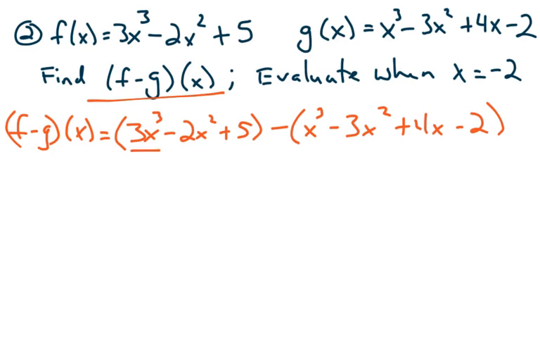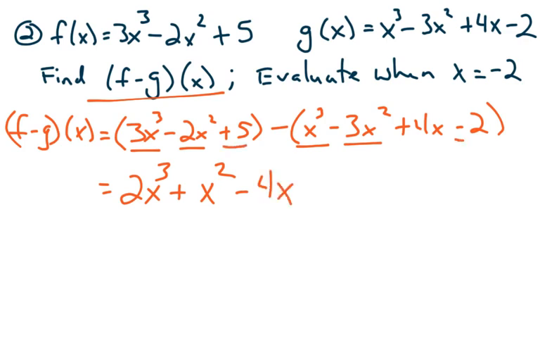Okay, so we've got 3x cubed minus x cubed is 2x cubed. Negative 2x squared minus negative 3x squared. Make sure we keep our signs organized. Negative 2 minus negative 3 is actually positive 1x squared, so plus x squared. We don't have an x in our first polynomial, so 0x minus 4x is going to be negative 4x. And then we have 5 minus negative 2, same thing as 5 plus 2, so that is plus 7. There is our function, f minus g of x.